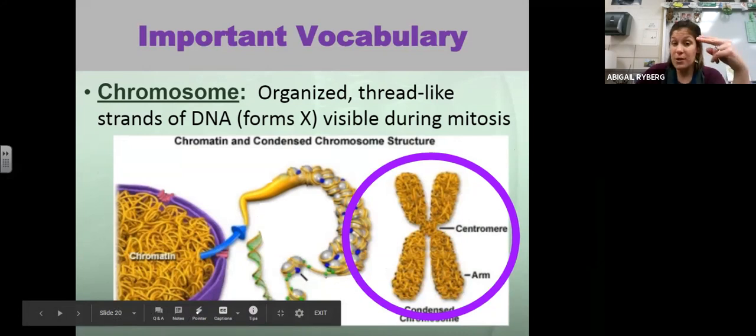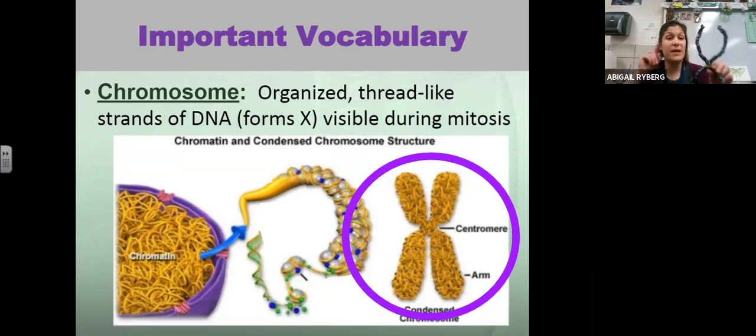The second term is chromosome. So remember the chromosome, the key is that it's organized thread-like strands of DNA that form an X and they're visible during mitosis. These are the wormy looking things we saw in the images.